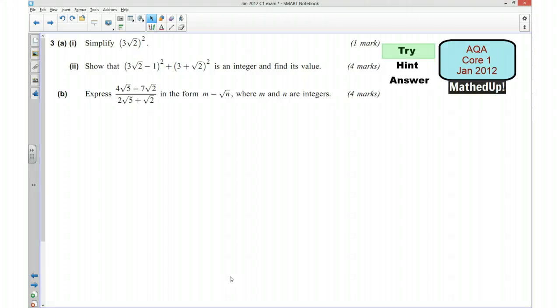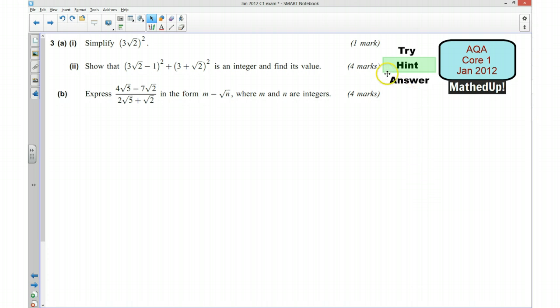Hi, this is question 3 from the AQA Core 1 January 2012 exam paper. For the first part of this video, I'd like you to try the question yourself. So if you'd like to pause the video and give the question a go. Okay, hopefully you managed to have a go at the question.